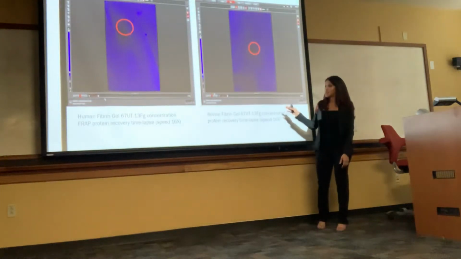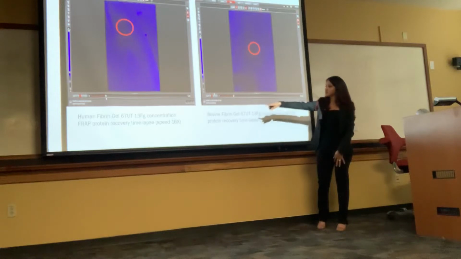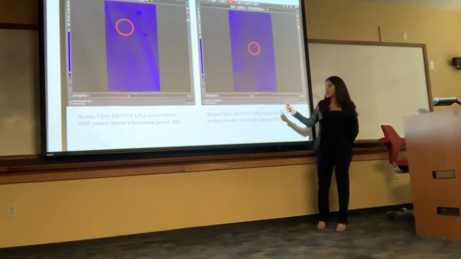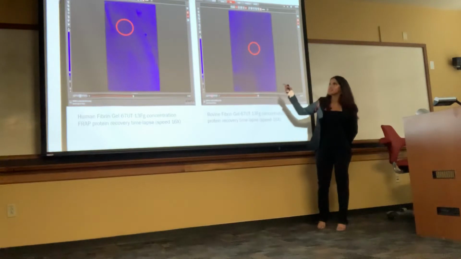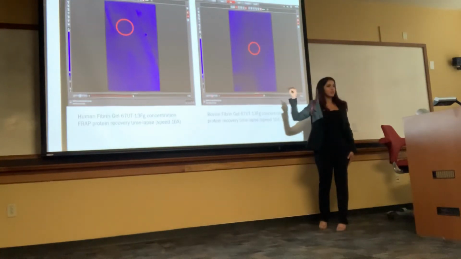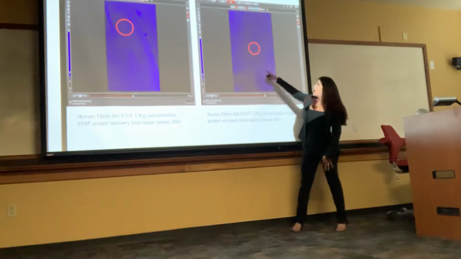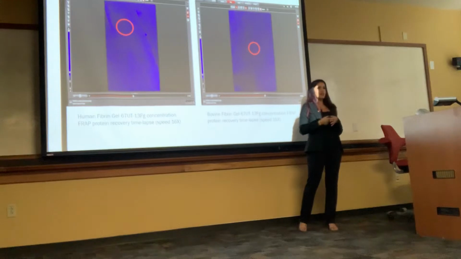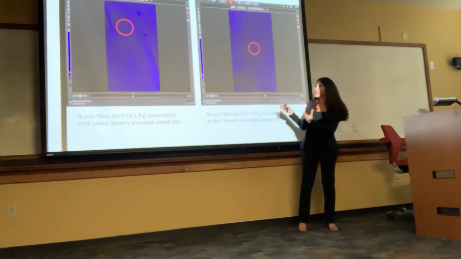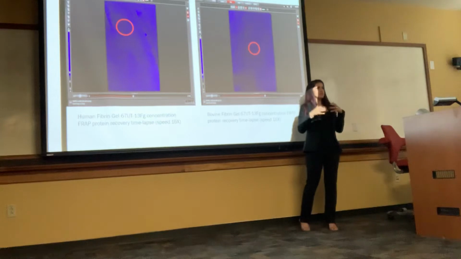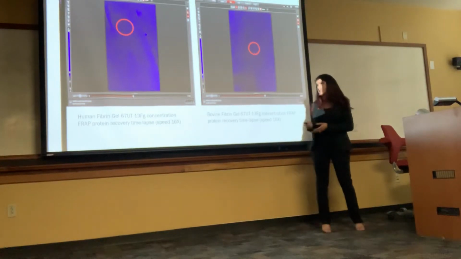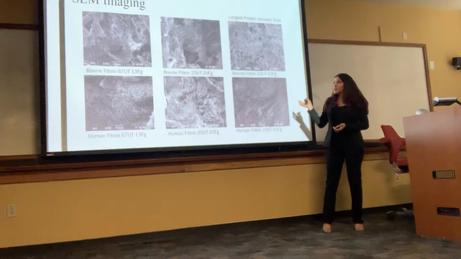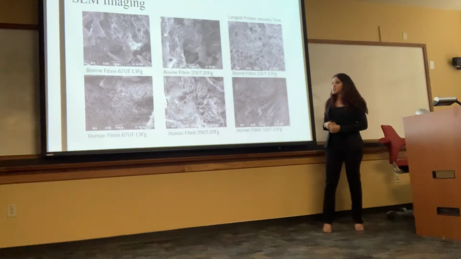So here's just a little video comparing the FRAP for the 67 thrombin concentration for human and bovine. It's kind of hard to see here because we have a lot of light, but when you're in a dark room, it's easier to see that on this spot it starts out very dark, which is the area that we photobleach, and you could see better how it regains the fluorescence.